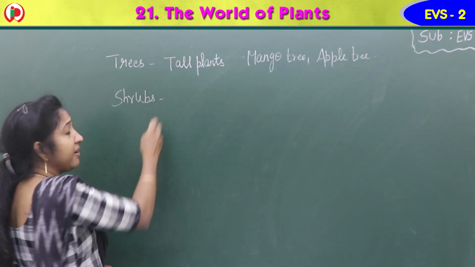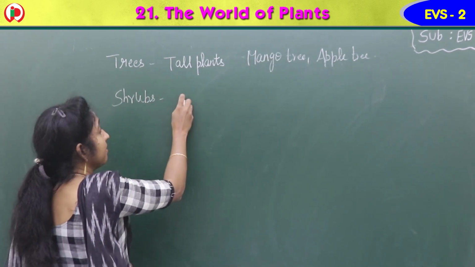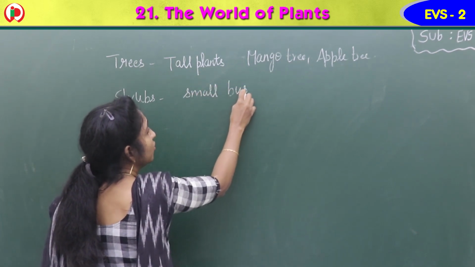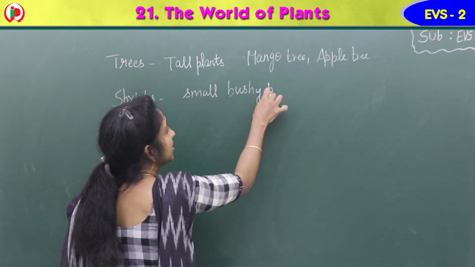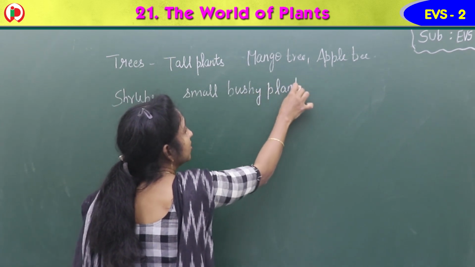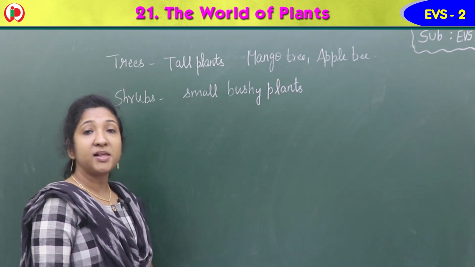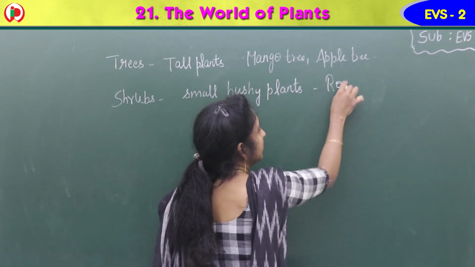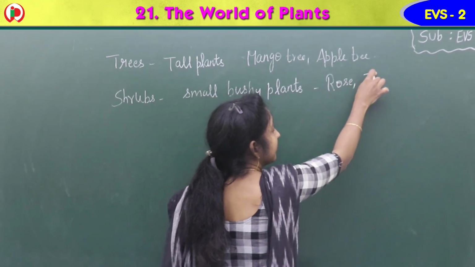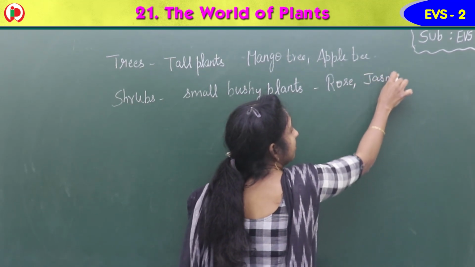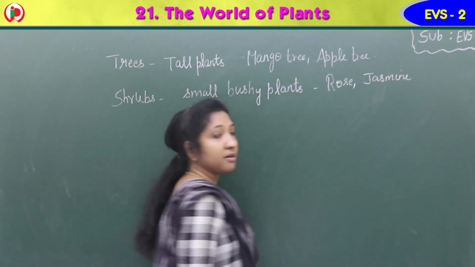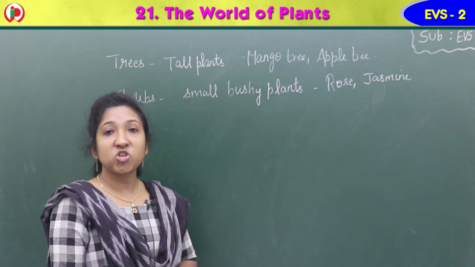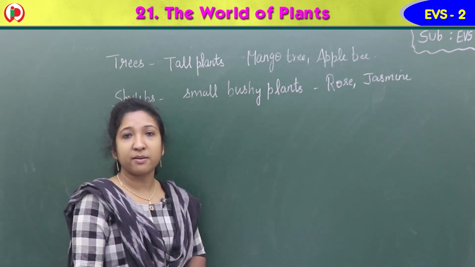S-H-R-U-B-S, shrubs. They are small, bushy plants, we say. Small, bushy, B-U-S-H-Y, small, bushy plants. They are shrubs. Example, rose, then jasmine, or hibiscus, they are all shrubs, small bushy plants. They live for few years.